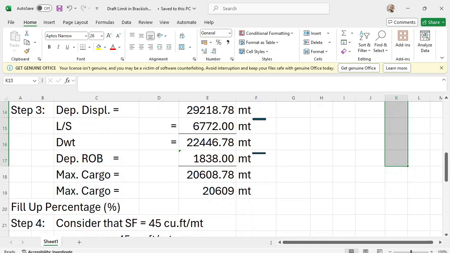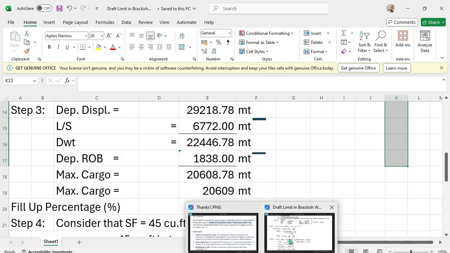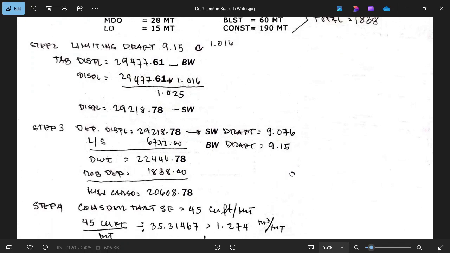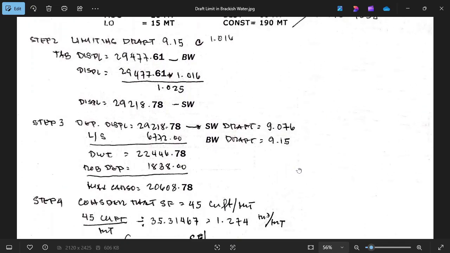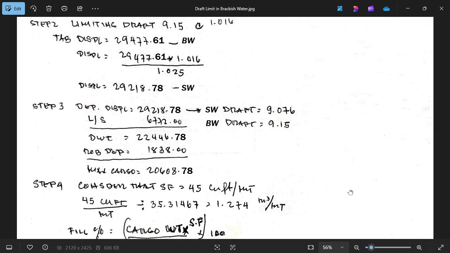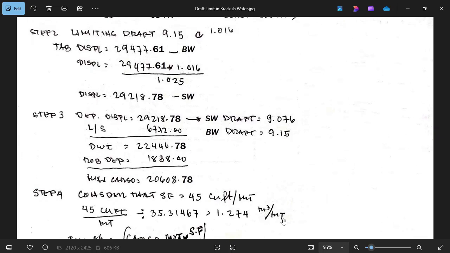Okay, now the next step, step 4. Consider that the storage factor is 45 cubic feet per metric ton. Okay, just for example, the storage factor of your cargo is 45 cubic feet per metric ton. Now you convert this one to cubic meter per metric ton.